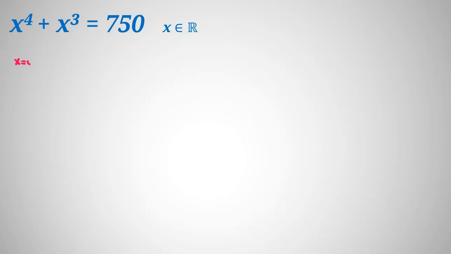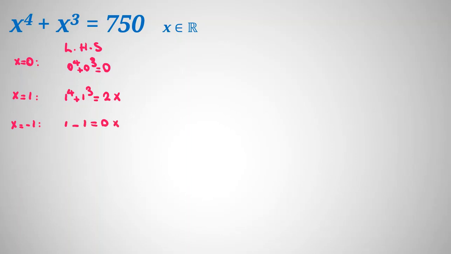Here, if we check x equal to 0, let's see, the left hand side will be 0 to the 4 plus 0 cubed, which is 0. It's not good. We check x equal to 1. 1 to the 4 plus 1 cubed is 2. It's not possible. If we check x equal to negative 1, negative 1 to the 4, which is 1, minus 1, 0, not useful. If we check 2, 2 to the 4 plus 2 cubed equal to 16 plus 8, 24, not useful. So we will see we need to go higher to reach 750.